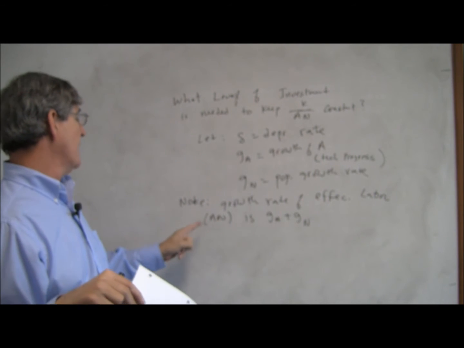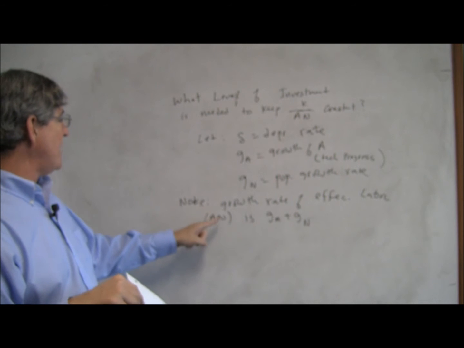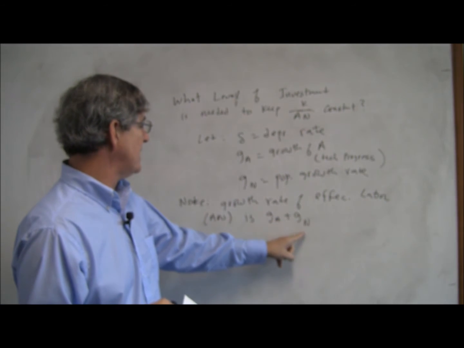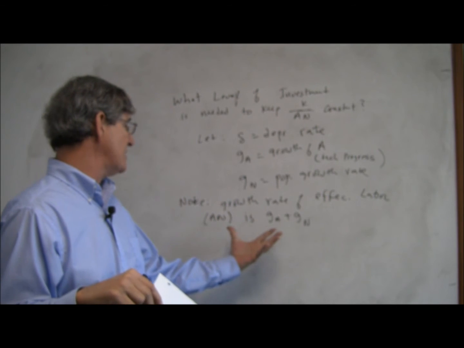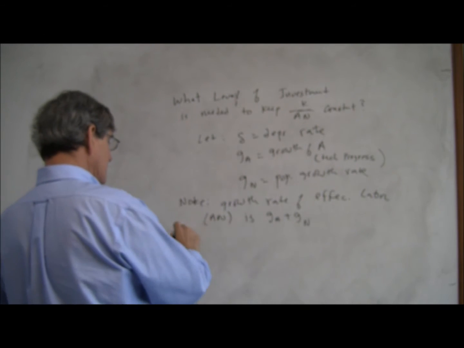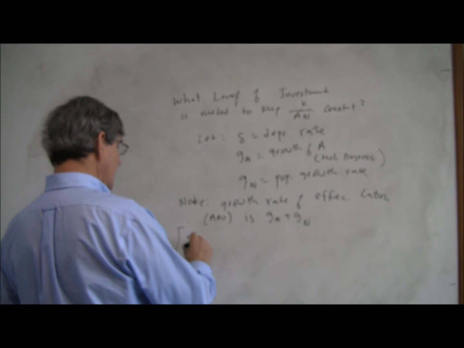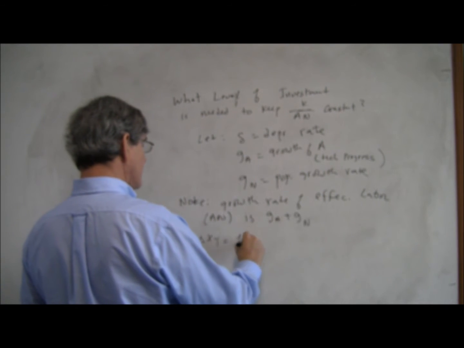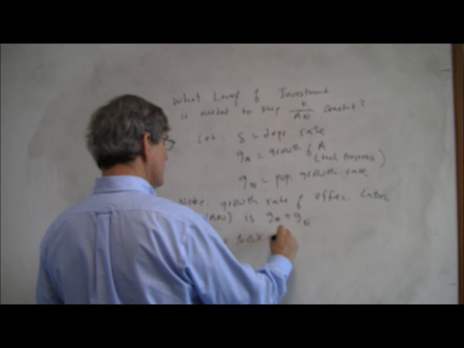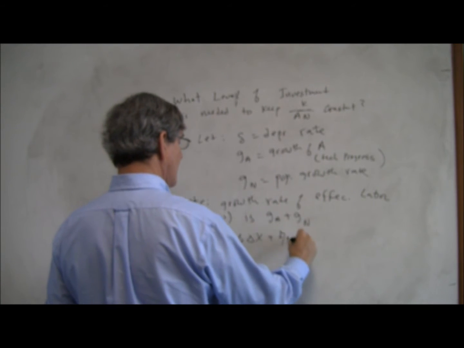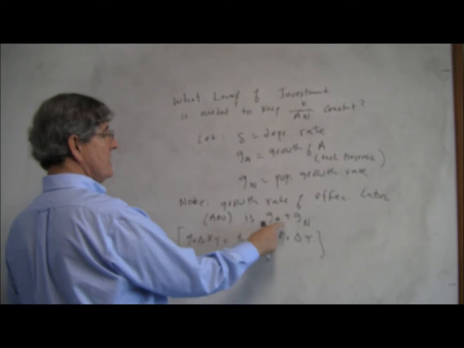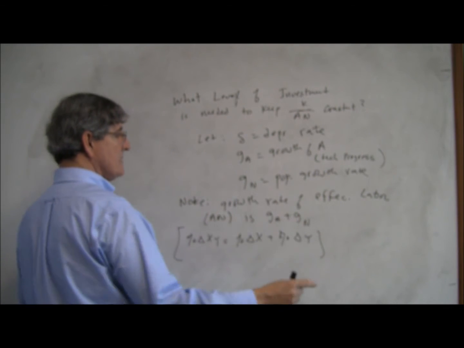But it's true that the percentage change in AN is the percentage change in A plus the percentage change in N. The growth rate is just the percentage change. So this just uses a mathematical fact that the percentage change in XY is the percentage change in X plus the percentage change in Y. So the percentage change in AN is the percentage change in A, or the growth rate of A, plus the growth rate of N.